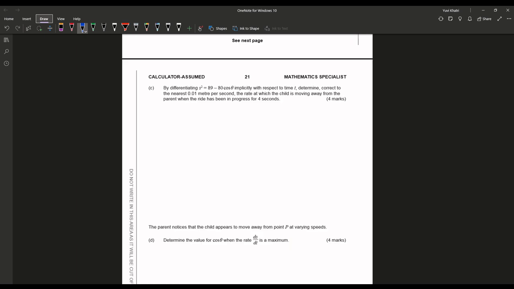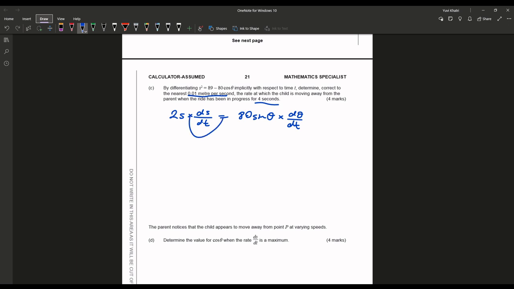Part C. By differentiating s squared equals 89 take 80 cos theta implicitly with respect to time t, determine, correct to the nearest 0.01 meter per second, the rate at which the child is moving away from the parent when the ride has been in progress for 4 seconds. Now for this, we just have to use implicit differentiation with respect to t. So we're differentiating the s squared, but it's with respect to t, so we multiply by ds/dt. And derivative of this is just 0, and we've got to differentiate this. We get 80 sine theta, and since it's with respect to t, we've got to multiply by d theta/dt.